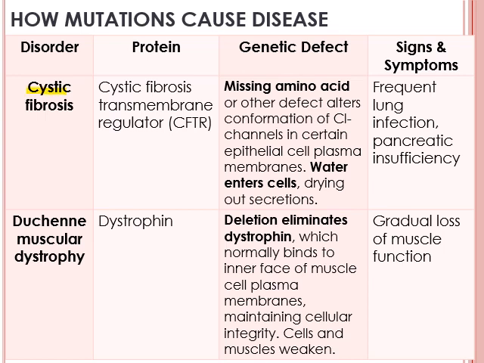An example is cystic fibrosis. The protein is the cystic fibrosis transmembrane regulator, and the genetic defect, missing amino acids, causes water to enter the cell, drying out secretions. So frequent lung infection and pancreatic insufficiencies may be some of the signs and symptoms. We also have Duchenne muscular dystrophy. The protein involved is dystrophin, so a deletion eliminates the dystrophin, and the signs and symptoms include gradual loss of muscle function.